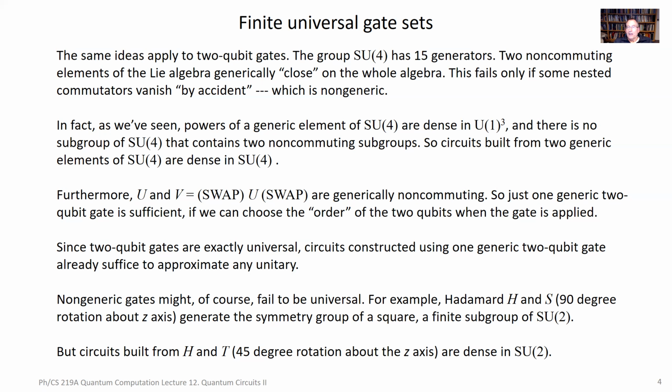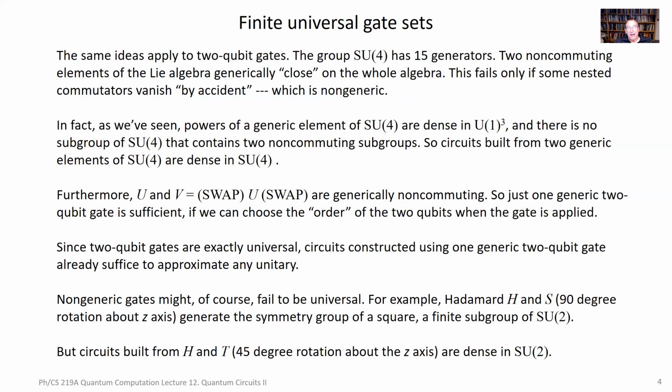The only way that could fail would be if somehow those nested commutators eventually close on some subalgebra. We don't get all of the Hermitian matrices, but just some subalgebra of them. That's not generic. That only occurs for some set of measure zero of the possible generators. So really, if I have 2 elements of SU4 and generically they won't be commuting, and they're generic elements, start taking commutators, I can generate the whole Lie algebra. That means that I can get as close as I want to any unitary.